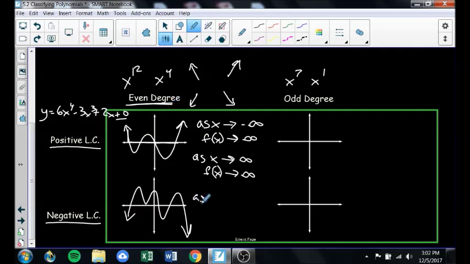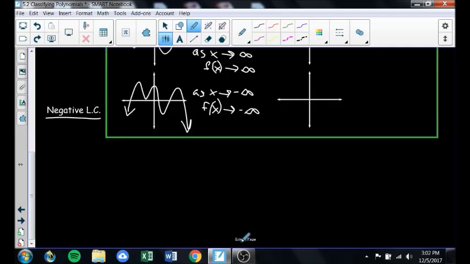So here we would say as x goes to the left towards negative infinity, f of x goes down towards negative infinity. And as x goes to the right towards positive infinity, f of x is also going down towards negative infinity. As the graph moves this way, it goes down.